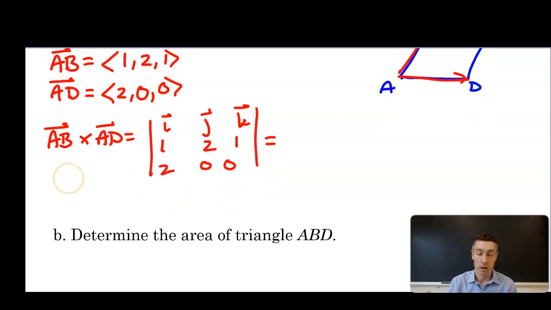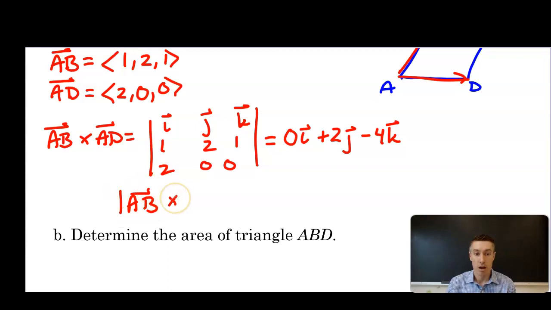Now I'm going to run through this quickly, but feel free to pause the video and try this on your own and check your answer. So we're going to get 0i and then minus j, 0 minus 2. So 0 minus 2 is negative 2, but negative j, so plus 2j. And then k will be 0 minus 4, so minus 4k. So you can see I walked through the cofactor expansion without actually writing anything out. And again, that's just practice and doing this over and over again.